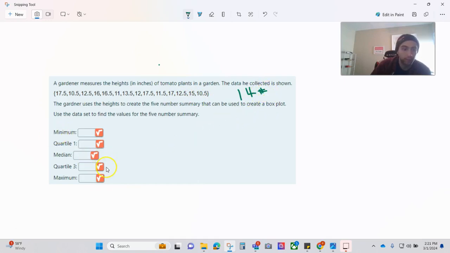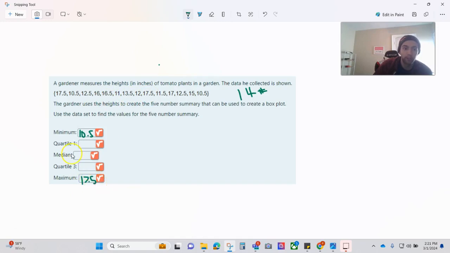Let's find the minimum and the maximum first. Those ones are pretty simple, right? I think 10.5 is my minimum. That's my smallest number. My maximum, I think, is 17.5.